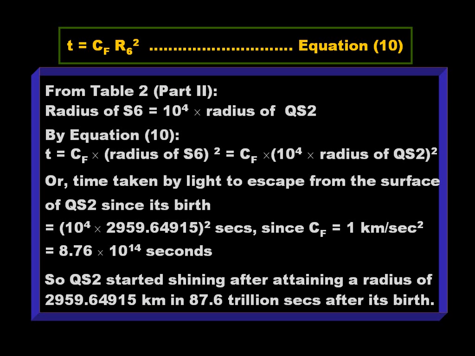From table 2 in part 2, radius of S6 is 10 to the power 4 into radius of QS2. By equation 10, T is Cf into radius of S6 square, which is equal to Cf into 10 to the power 4 into radius of QS2 whole square, or time taken by light to escape from the surface of QS2 since its birth is 8.76 into 10 to the power 14 seconds. So QS2 started shining after attaining a radius of 2959.64915 km in 87.6 trillion seconds after its birth.